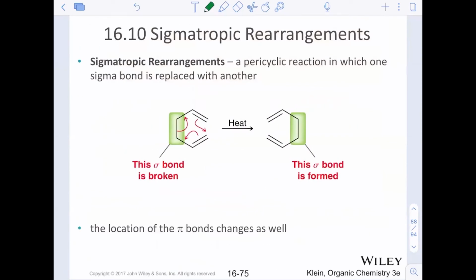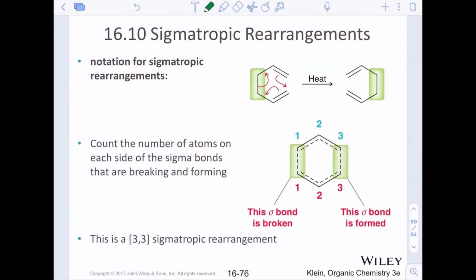Sigmatropic rearrangements are where we have a net overall no sigma bond added or broken, or one is broken, one is added. Same with the pi's. 2 pi's are broken, but 2 pi's are added. Okay, so overall no net change. Just the location of these bonds is going to change. And again, same curved arrows.